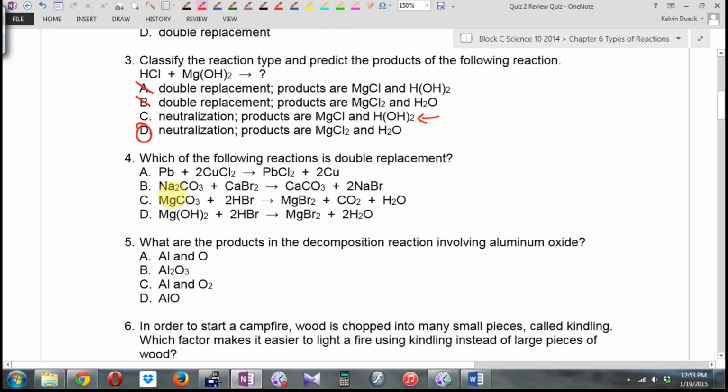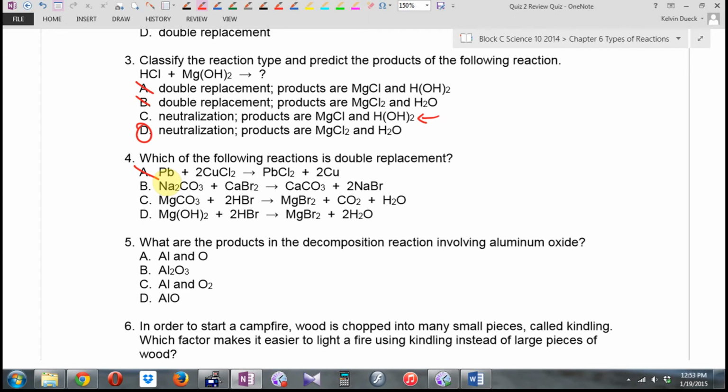Which of the following reactions is a double replacement? Why did I cross off A right away? I see a single lead by itself. That's not double replacement. So when you ask, do you need to memorize those A, B, C? No, but you sure should be familiar with kind of what they look like, because I can cross that one out.